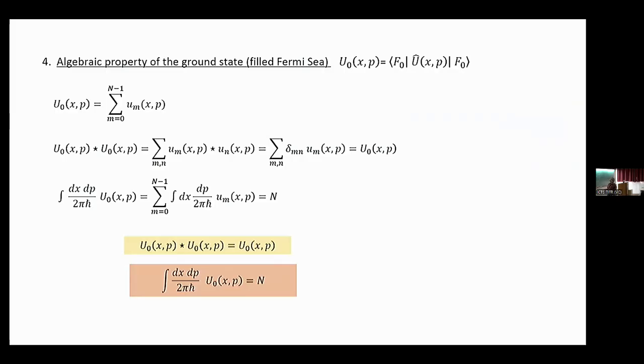And furthermore, if you take an integral of this, that's like an integral of each of these objects, which was equal to 1, remember. So therefore, the integral of the n particle Wigner distribution is given by n. I had shown this for the specific case of the harmonic oscillator, but this is generally true.